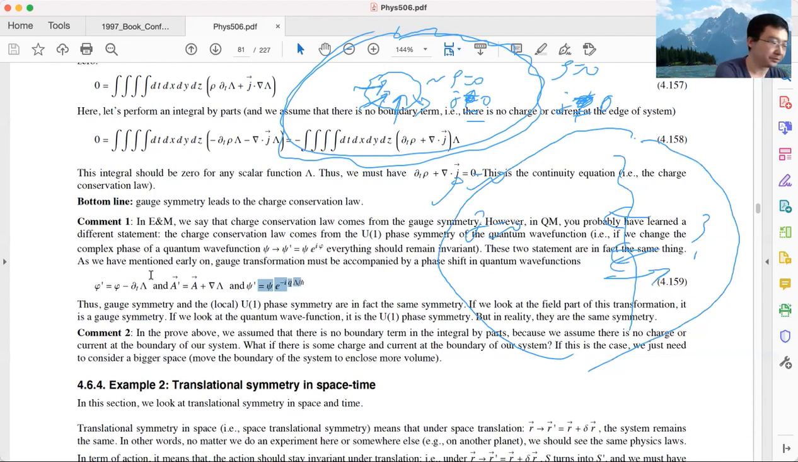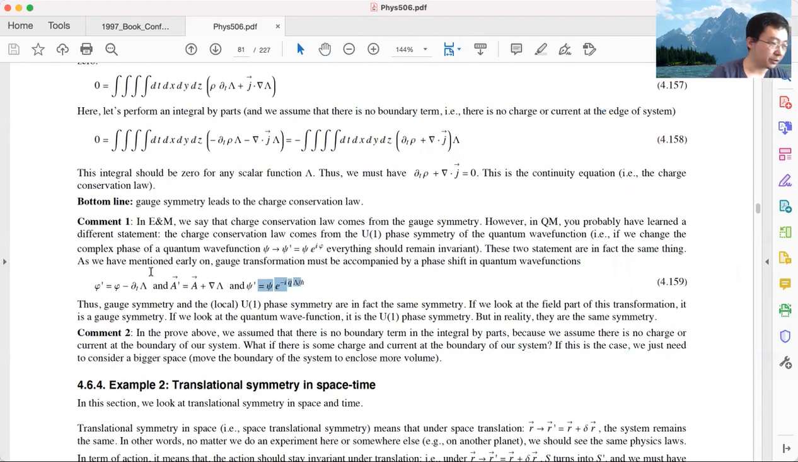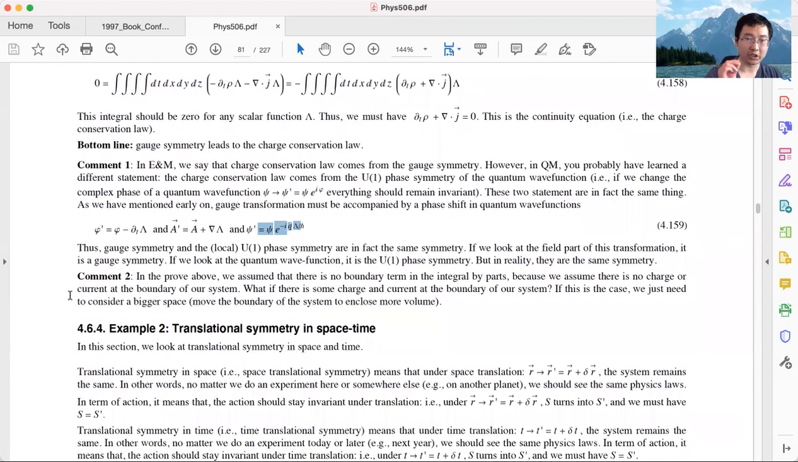We can choose a larger area. Okay, so that's the two comments I want to give. So this is the so-called U(1) charge conservation law. Sorry, the charge conservation law from gauge symmetry.